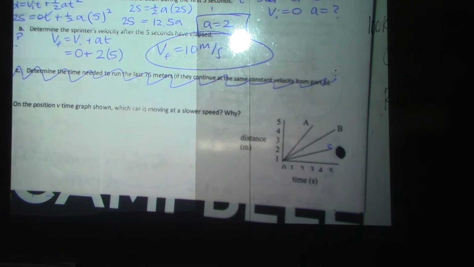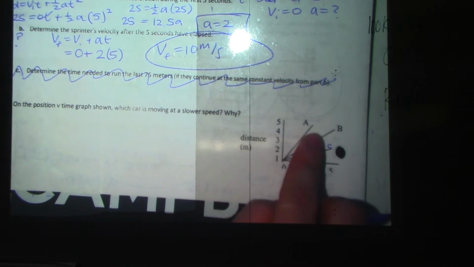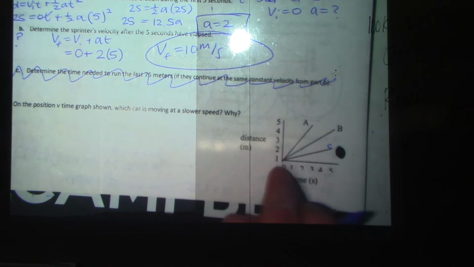On the position versus time graph, show which car is moving at a slower speed and why. So this is A, B, and this one got cut off, but you can probably figure out that we would call that C. So of these, the slower speed. We know that speed is just how fast it's moving, right? How much distance it's covering each second.